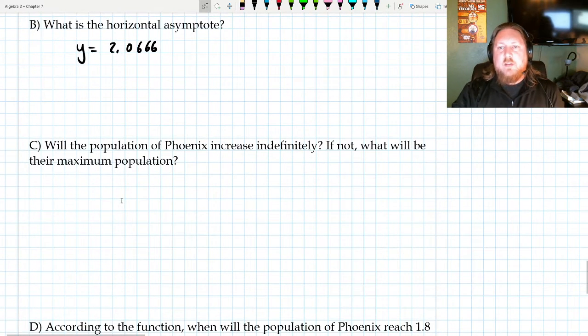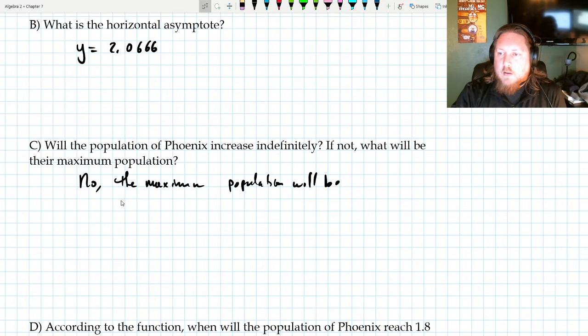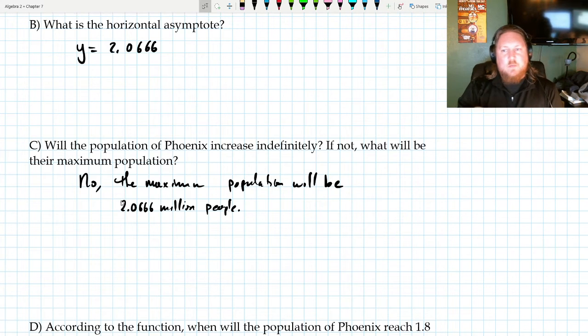Will the population of Phoenix increase indefinitely? If not, what will be the maximum population? No. The maximum population will be 2.0666 million people. So I'm using that horizontal asymptote to determine what the maximum is going to be.